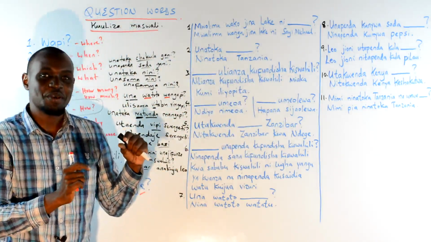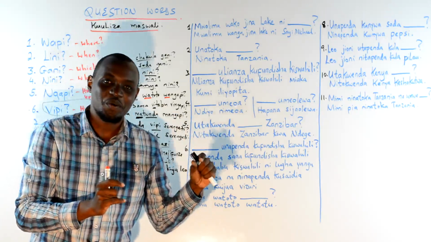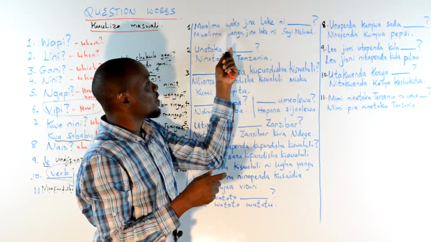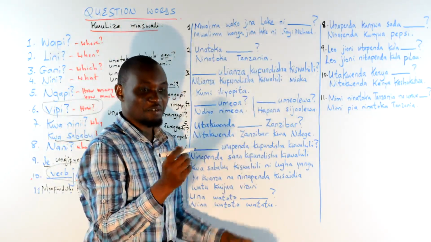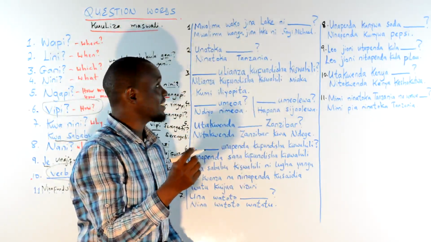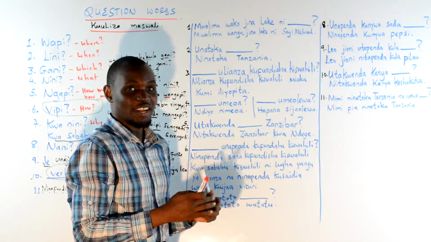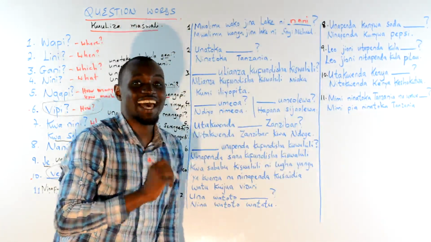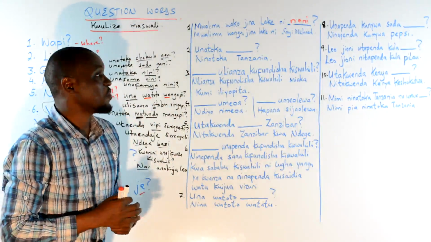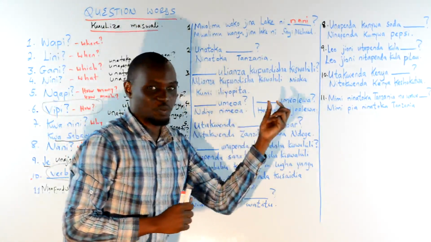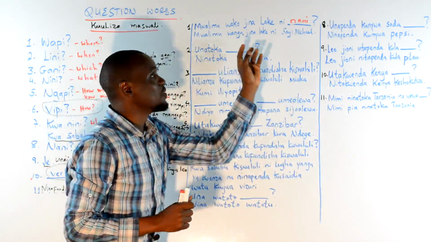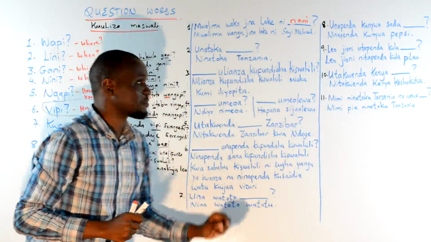So the question will be, your teacher's name is mwalimu wako jina lake ni. Do you remember what we answer for names? We need the question word who, which is nani. Nani will be who, and every time you ask somebody's name, you use who as the question word. Okay.